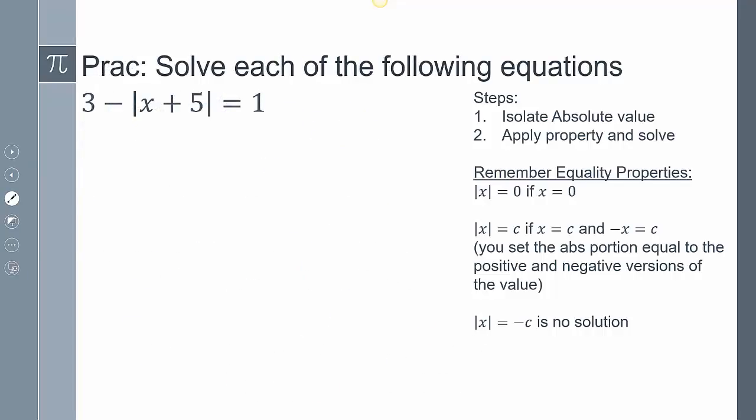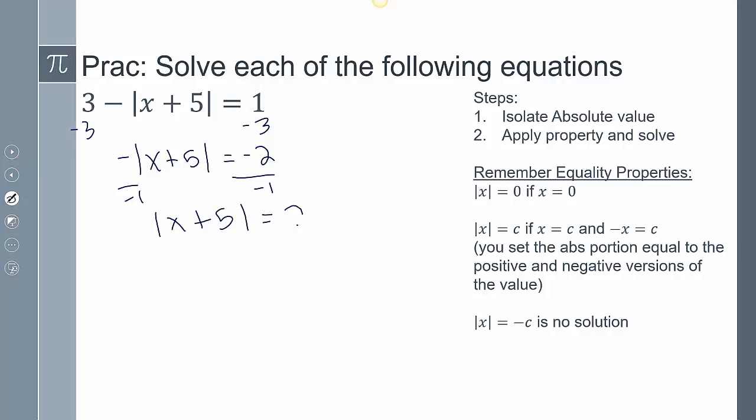So now let's practice a couple of these. If I wanted to solve this one, we have to isolate my absolute value portion. So I want to isolate that. So I get negative absolute value of x plus 5 equals negative 2. Divide everything by negative 1. I get the absolute value of x plus 5 equals 2.